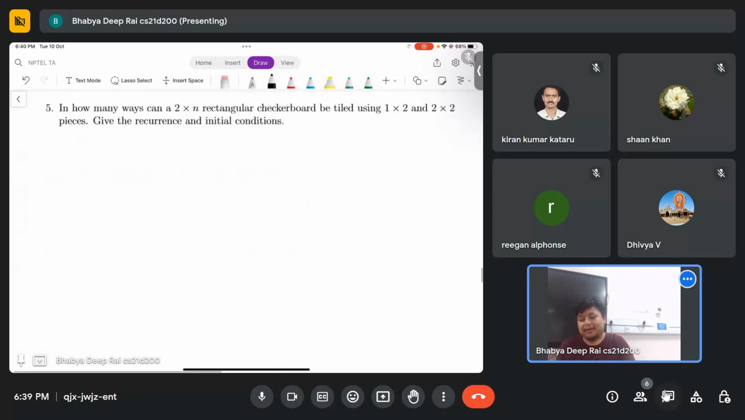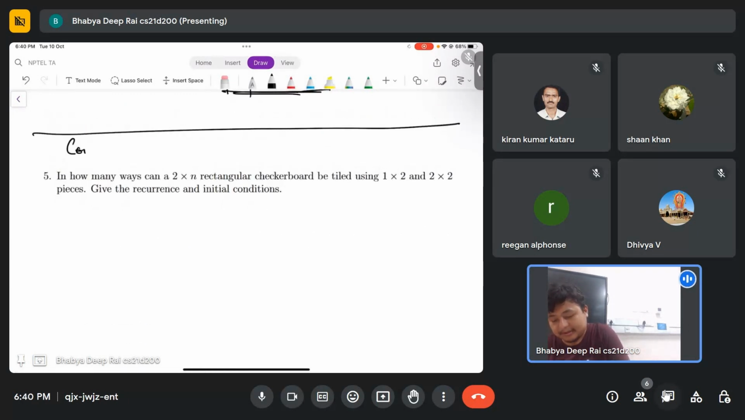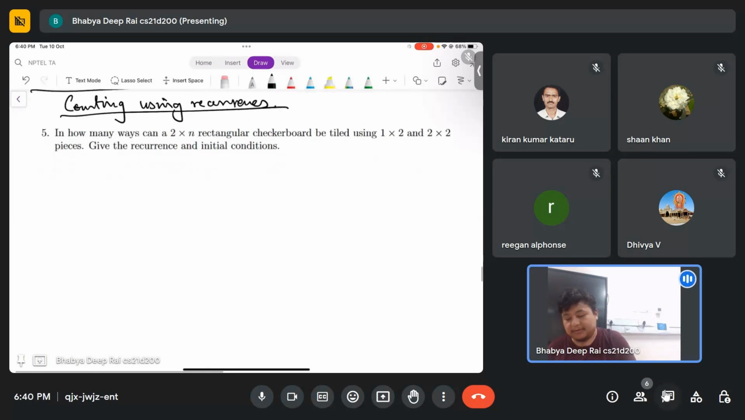So anyway, now we'll look at counting using recurrences. The question says the following. In how many ways can a 2x10 rectangular checkerboard be tiled using 1x2 and 2x2 pieces? The question says give the recurrence and initial conditions.